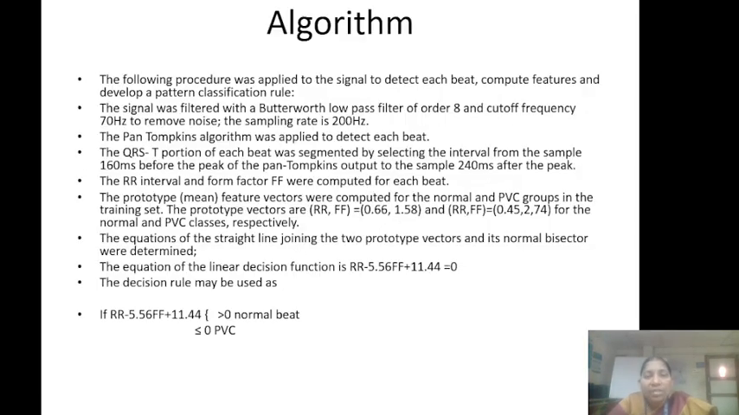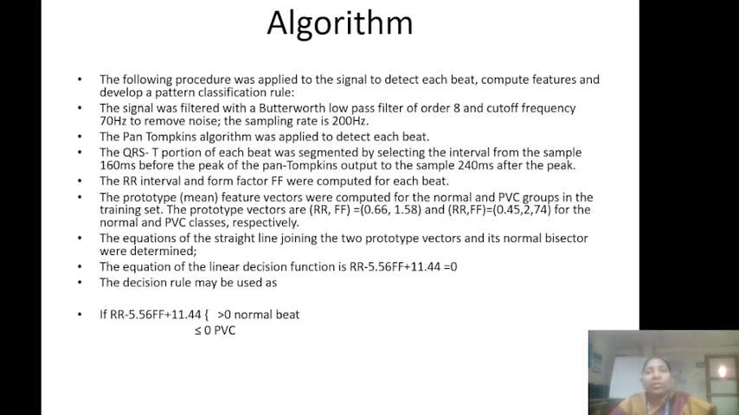Now, what is the procedure to classify normal versus ectopic beats? First you have to detect the signal, compute the features, and then develop a pattern classification rule. The signal should first be filtered with a Butterworth low pass filter with a cutoff frequency of 70 Hz and a filter order of 8. The sampling rate used is 200 Hz. Then the Pan-Tompkins algorithm is applied to detect the QRS complex. The QRS T portion of each beat is segmented between 160 milliseconds before and 240 milliseconds after the peak.